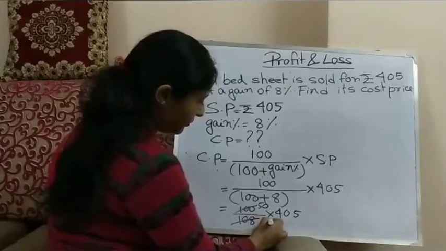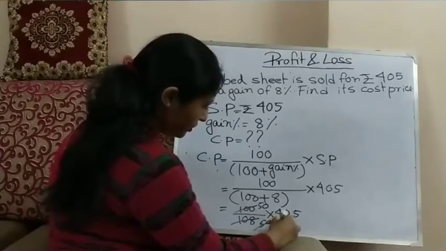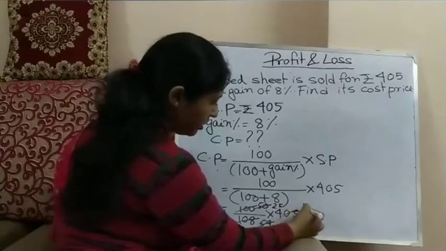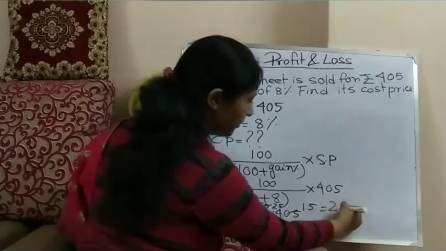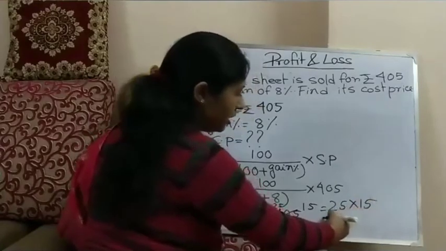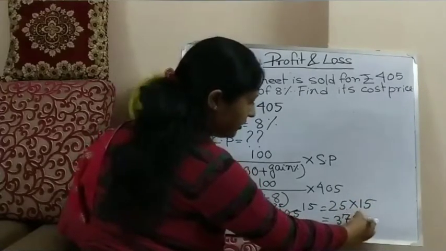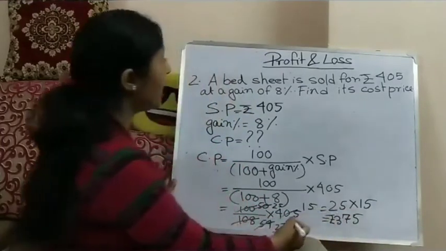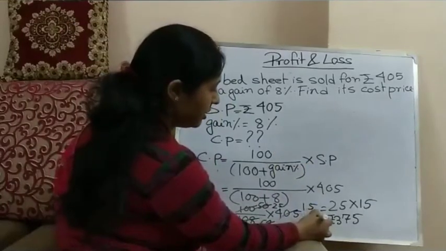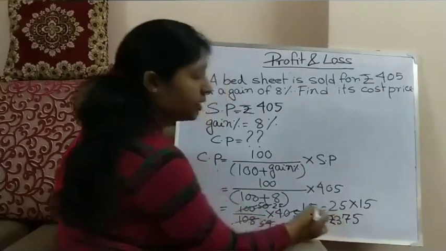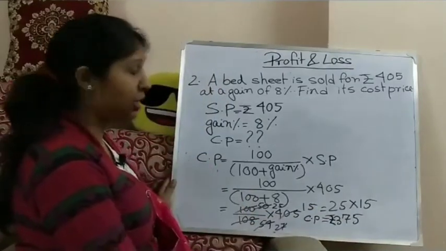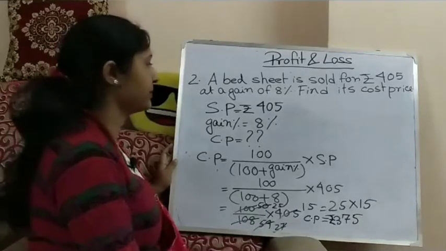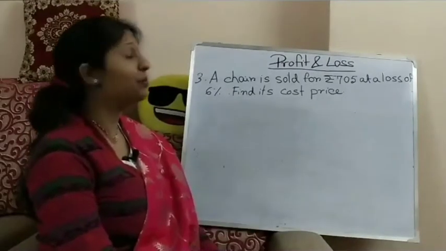Simplifying, we get 25 into 15, which will come to 375. So our CP is rupees 375. So using this formula we can get our result easily. I will discuss our third problem sum.